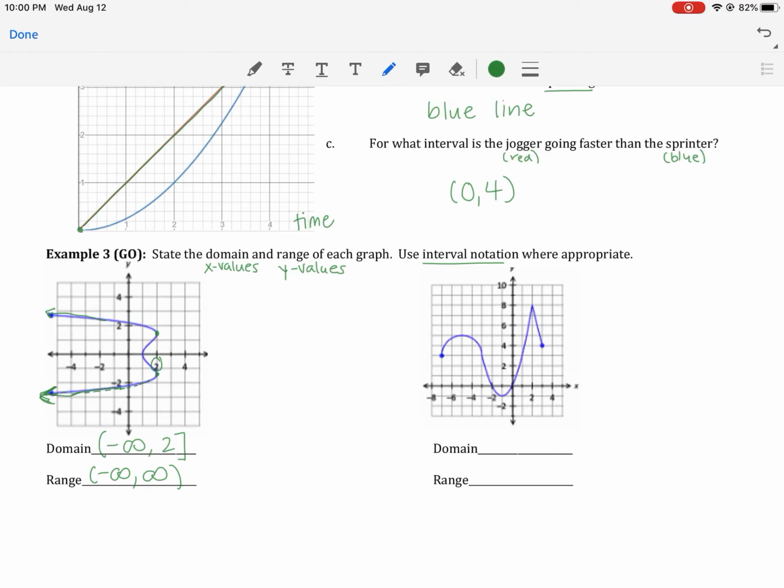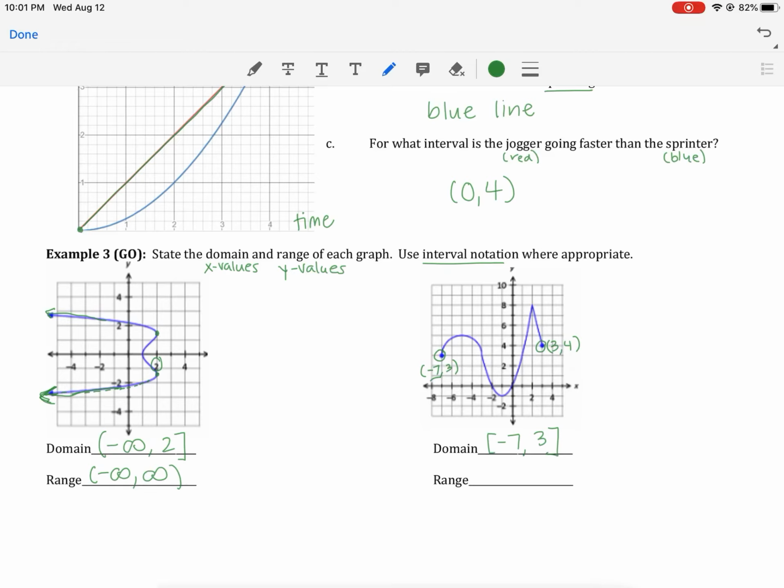Okay, on the graph on the left here, if we look at the furthest left point, we've got this point here, which is negative 7, 3. We just want the x value, so it is at negative 7. Since it is a closed circle, we do use the square bracket. Going all the way to the right, the furthest right point is 3, 4. So that x value is 3, and since it is a closed circle, square bracket.